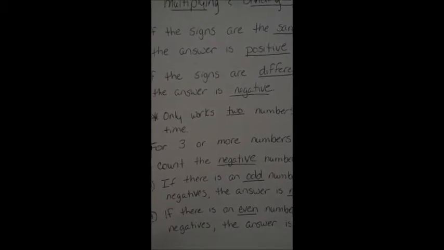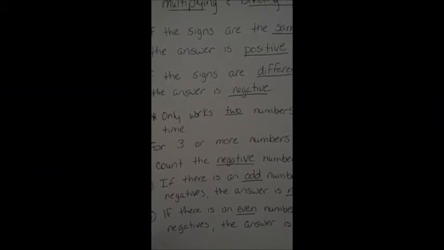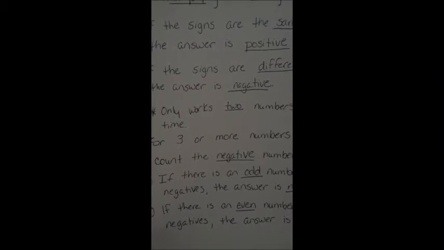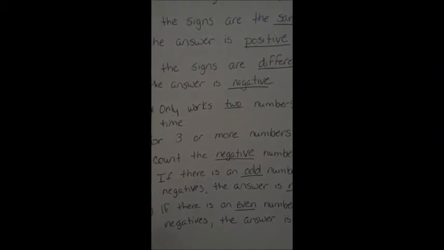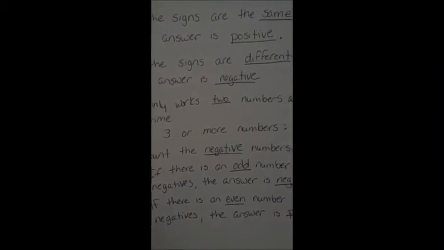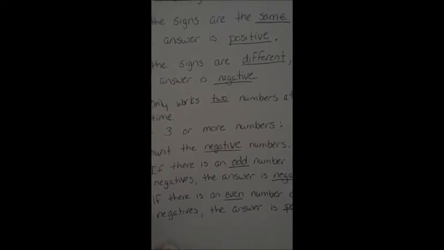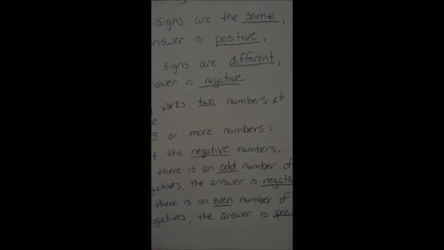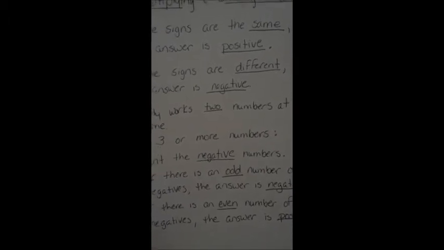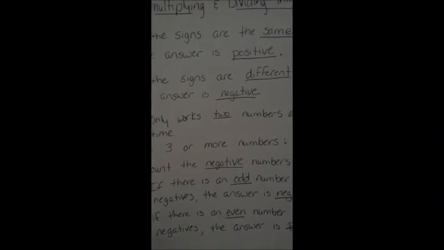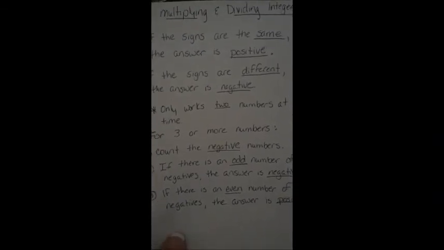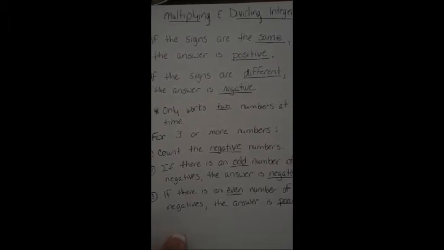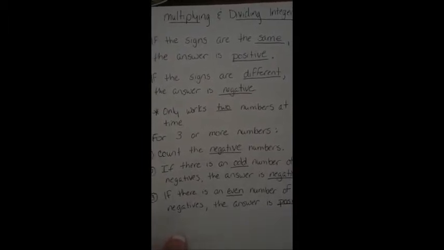So there's another set of rules if you're working with 3 or more numbers that you're multiplying together. You're going to count the number of negative numbers in the problem, and if there's an odd number of negatives, the answer is going to be negative. If there's an even number of negatives, your answer is going to be positive. So there's your rules. Make sure you get them down in your notebooks, and we'll move on to do some practice problems.